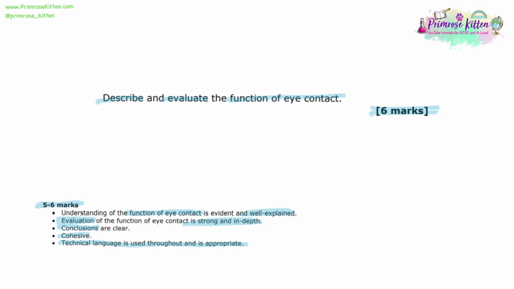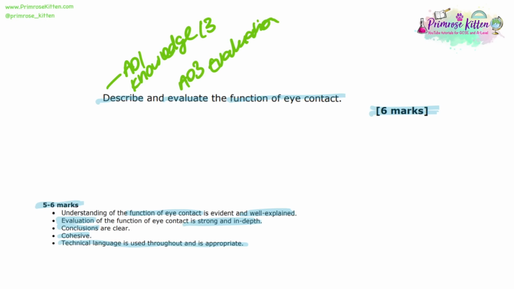The key thing to note from the question here is that there are 2 parts to it: describe and then evaluate. We know that AO1 marks will be available for the description and AO3 marks will be available for the evaluation. There'll be 3 AO1 marks and 3 AO3 marks. The question needs to remain focused on the function of eye contact throughout.